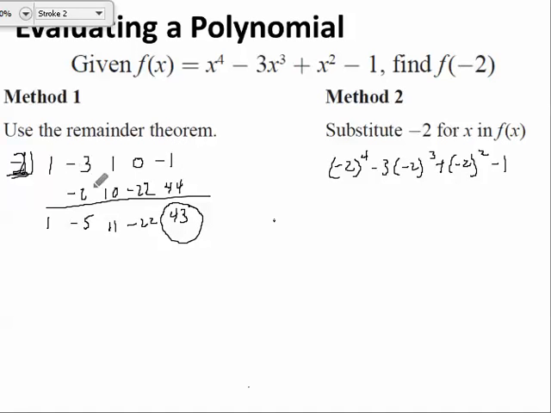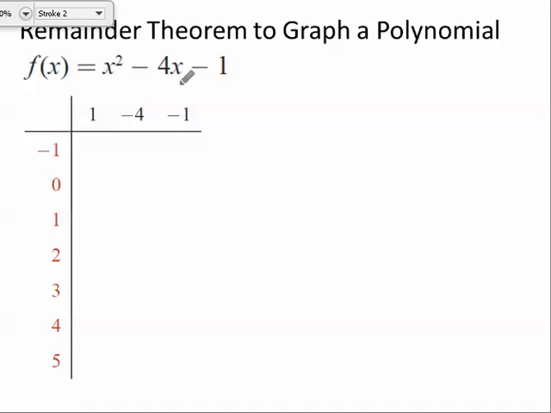So you can see how evaluating a function using division and evaluating a function this way works out to give you the same values. Okay? So it is one of those things where you can use that technique.